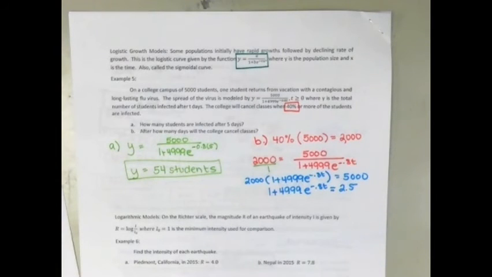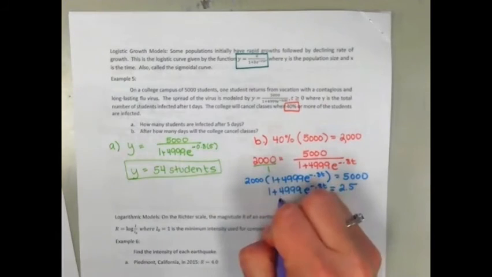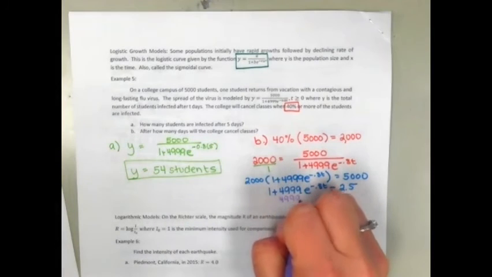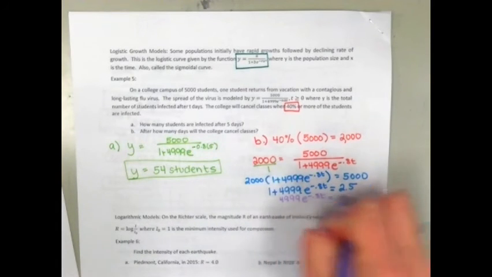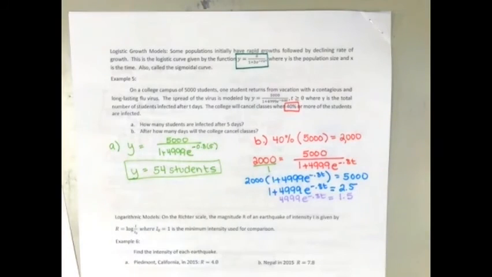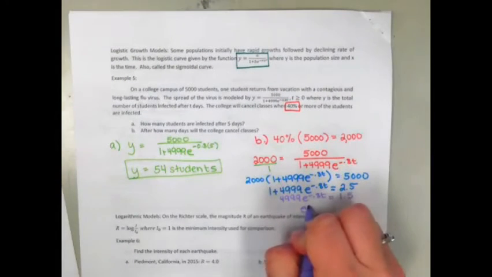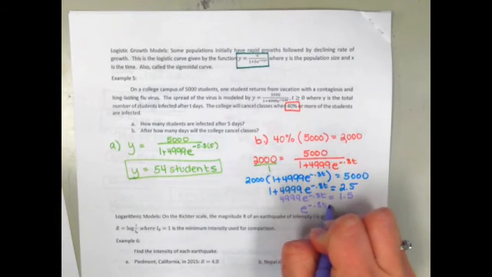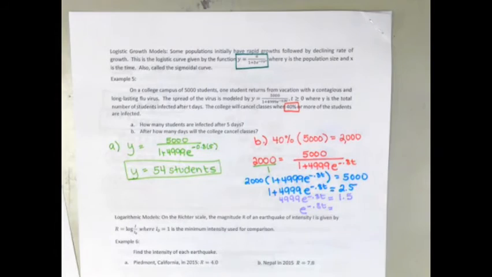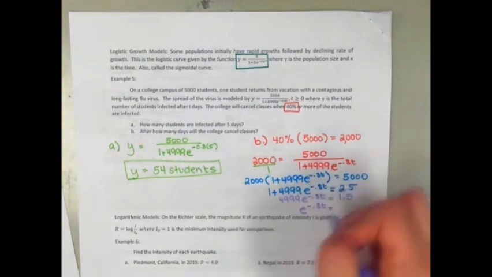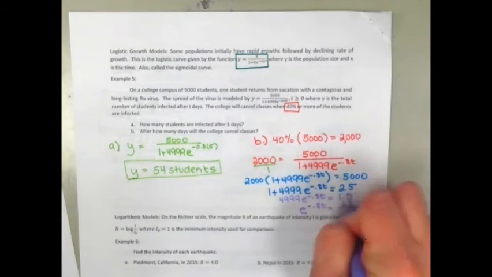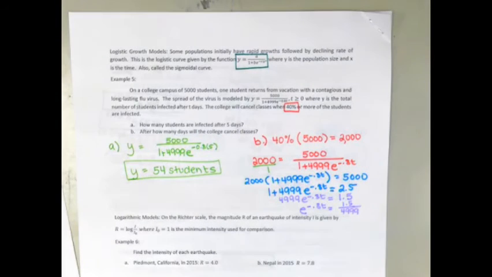Now, how would I move that 1 to the other side? Subtract it. So 1.5. Now, what would I do from that? Divide by the 4,999, right? So 1.5 divided by 4,999 is, can I just go ahead and leave it as that and not actually do the math yet? Because once I do the math, doesn't it get crazy decimals? I don't like crazy decimals.